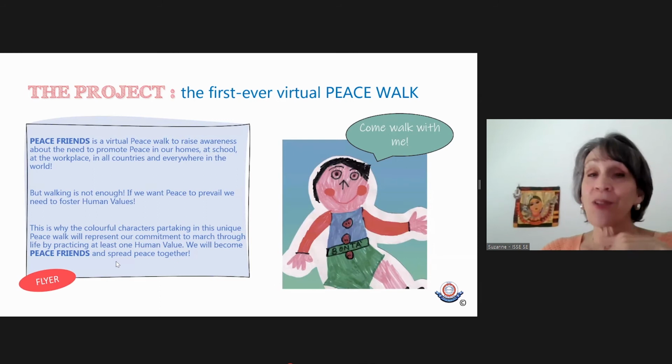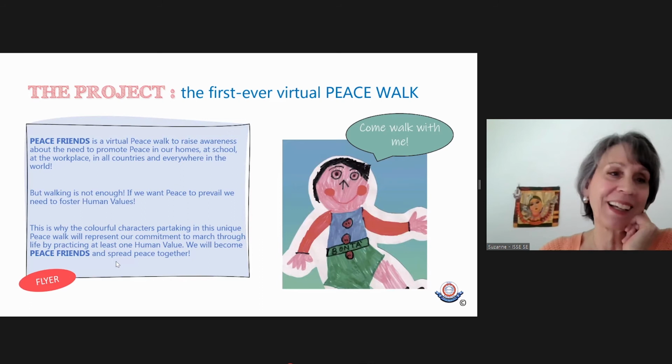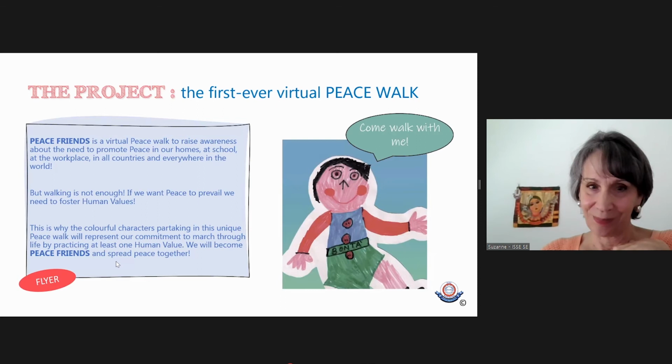So this is why the colorful characters partaking in this unique peace walk will represent our commitment to march through life by practicing at least one human value. I'd like to read this again. This is why the colorful characters partaking in this unique peace walk will represent our commitment to march through life by practicing at least one human value. And as we do so, we will become peace friends and spread peace together.